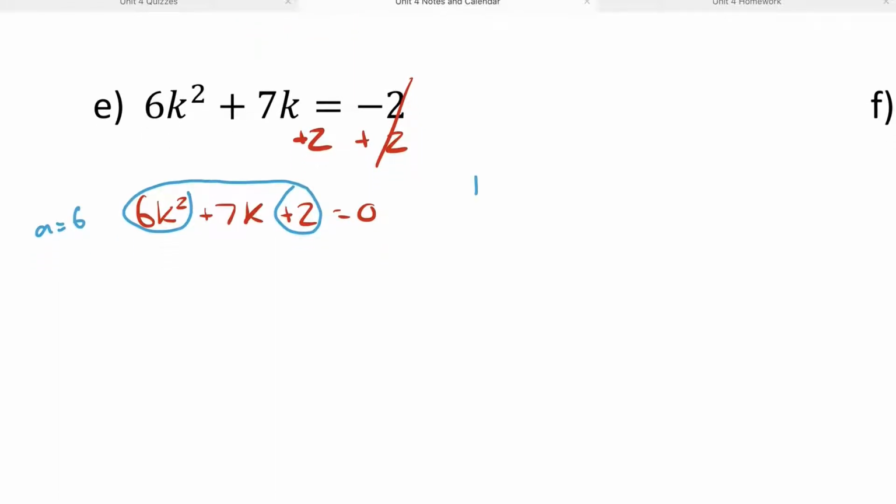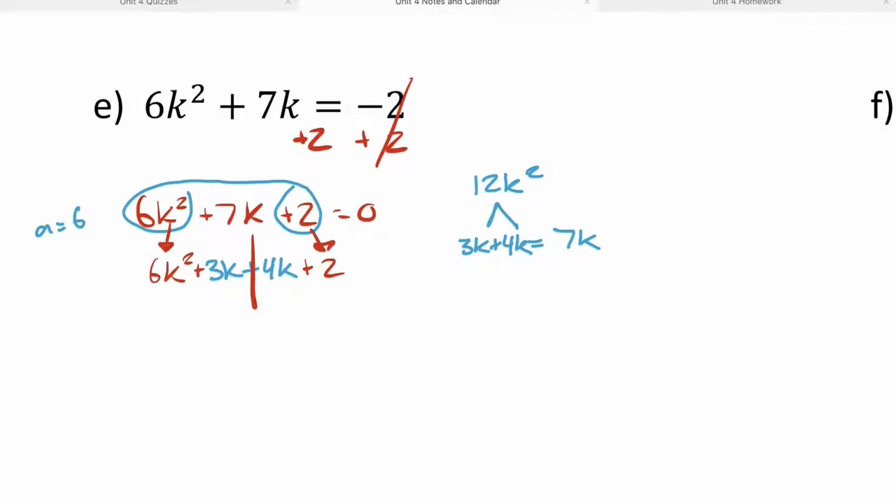All right, so we'll get 12k squared, and 2 things that multiply to give us that, and also add up to give us 7k. That could give us 3 and 4, so 3k plus 4k. Again, since a is not 1, we need to substitute that in. So we'd put in 3k plus 4k. And these are still the same, 6k squared and plus 2. And then we'll do it by grouping.